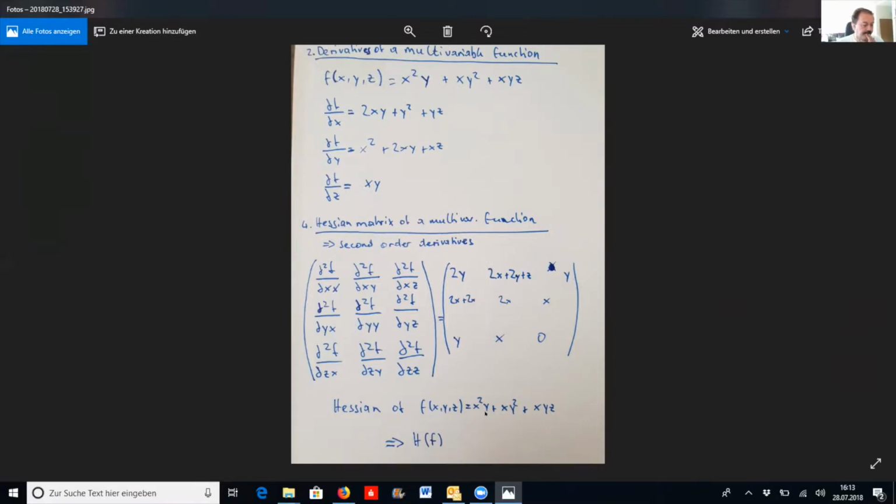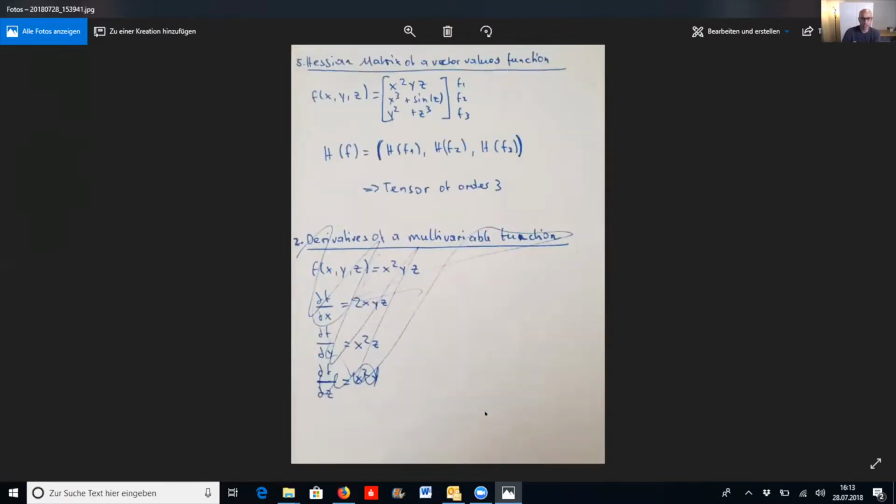Very good. Can you go back to the next one with the vector representation? Yeah. Okay. So you basically just build one Hessian matrix for each of the functions you have in your vector-valued function, and yeah, stack them together like in a tensor.